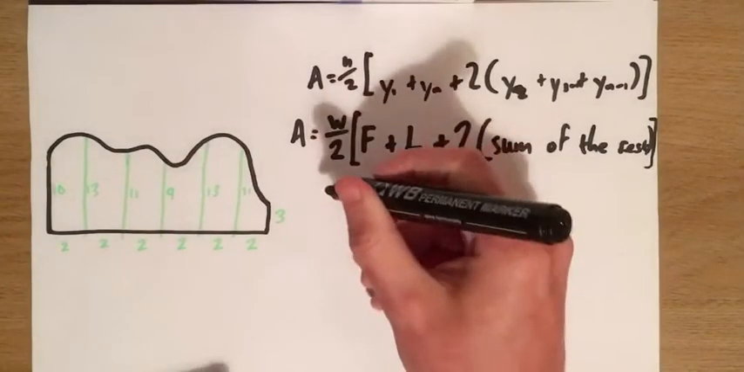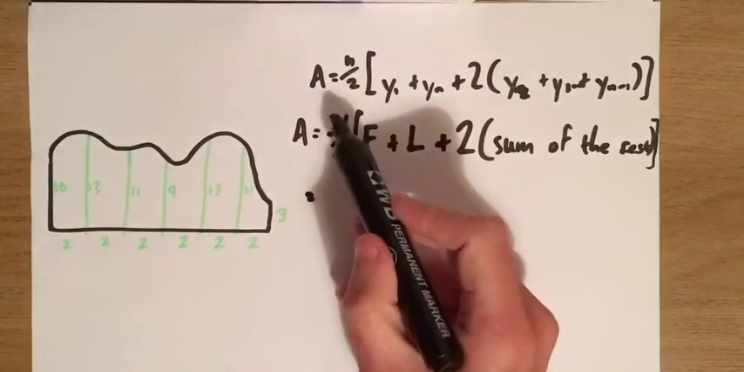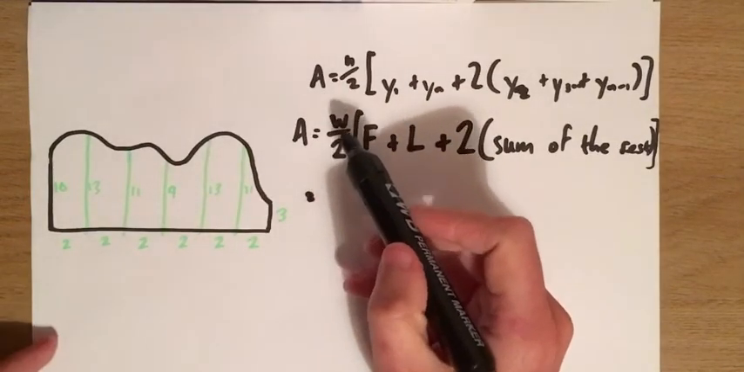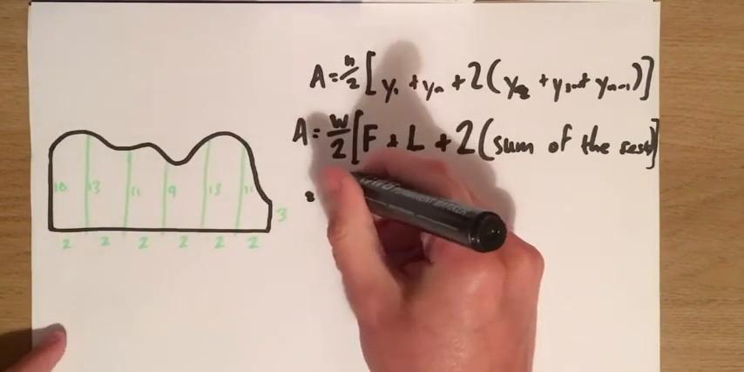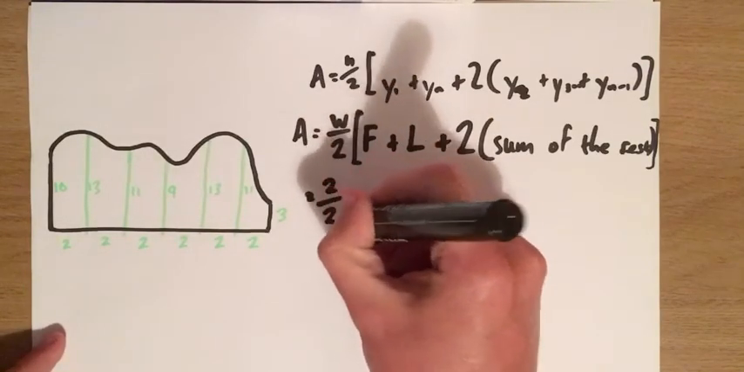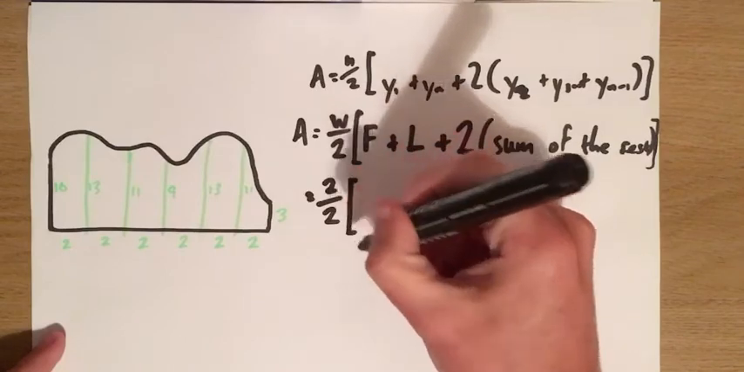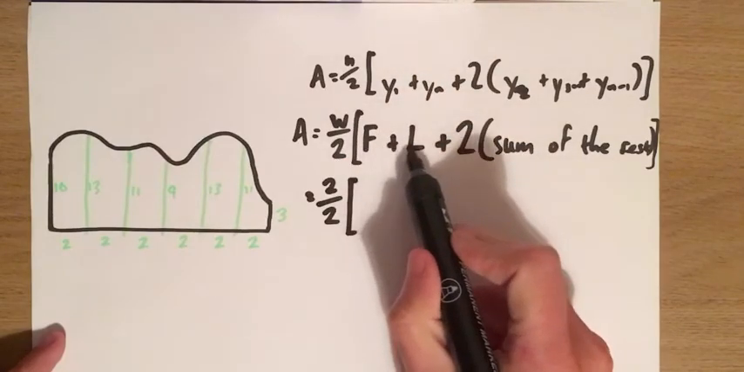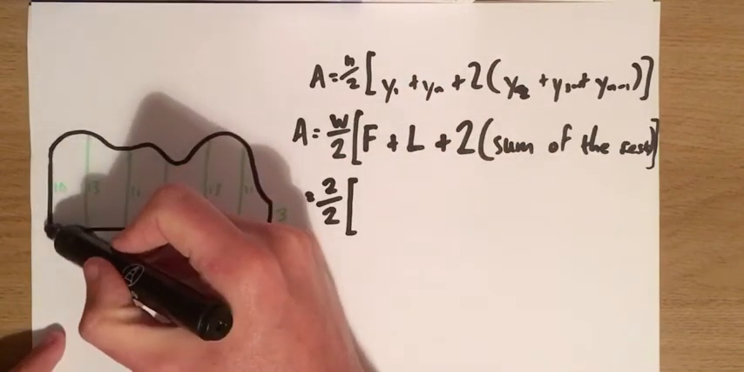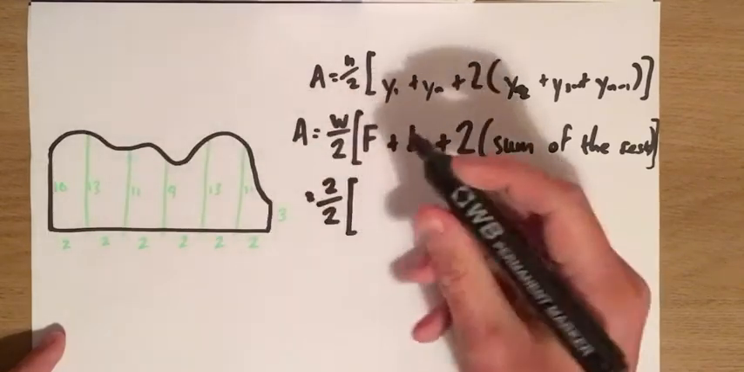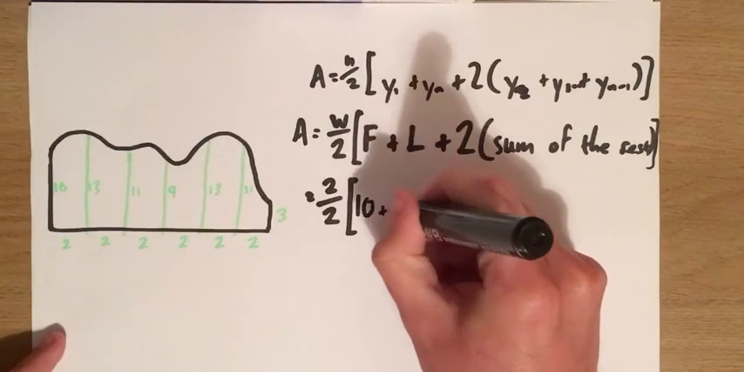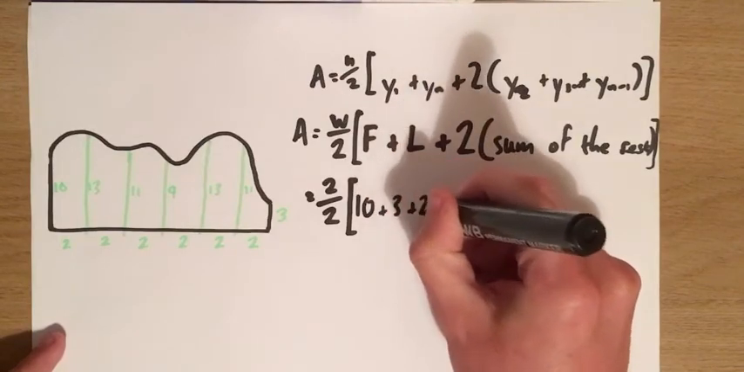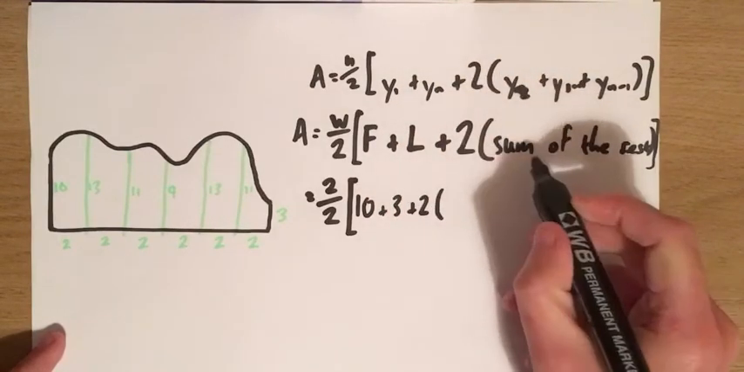All right, so let's just sub our numbers in. So it's the width of a strip over 2. So the width of our strips here is 2. So it's just 2 over 2 times the first plus the last. So the first is 10 and the last is 3, plus 2 times the sum of the rest.